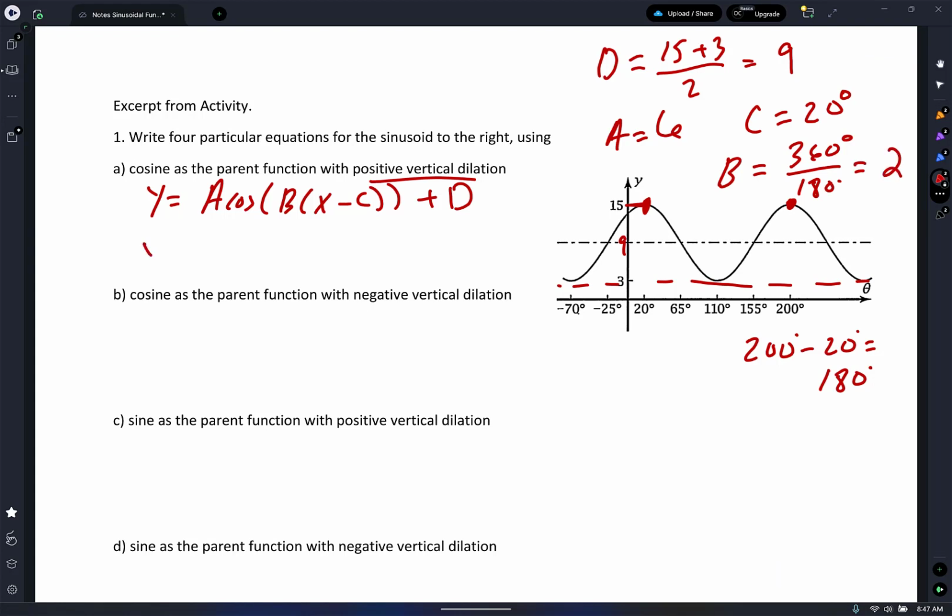So here's my equation. Y equals 6 cosine, open parenthesis, 2, open parenthesis again, x minus 20 degrees. Put the degree symbol. If you don't put the degree symbol, you're telling me it's a radian. Close your parentheses twice. Plus, what's the midline? 9.